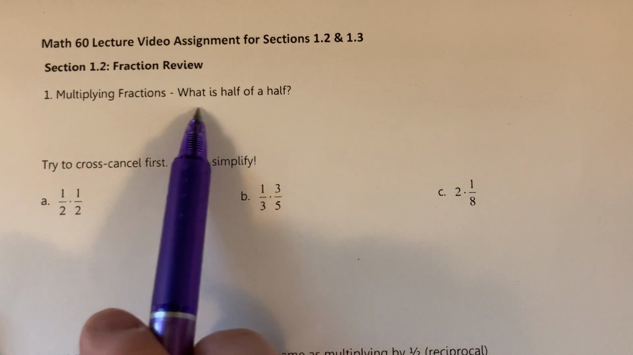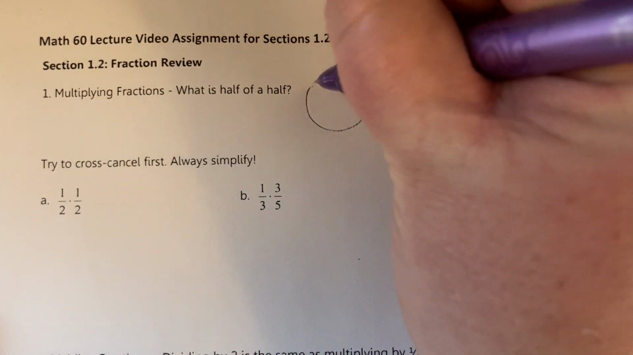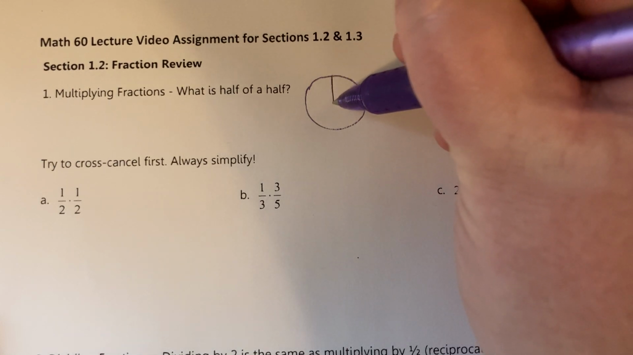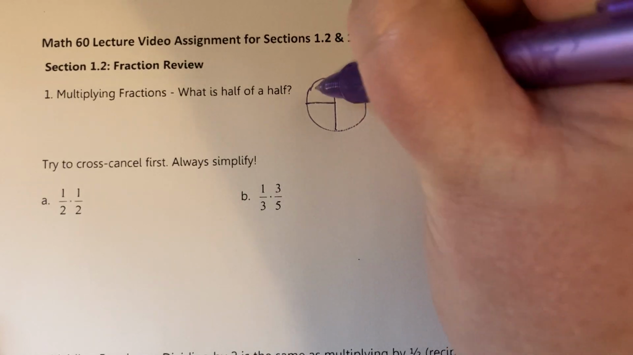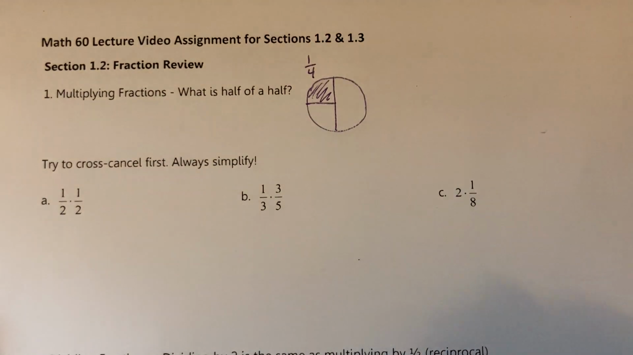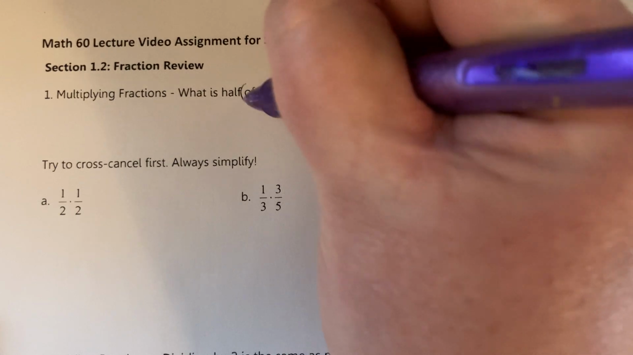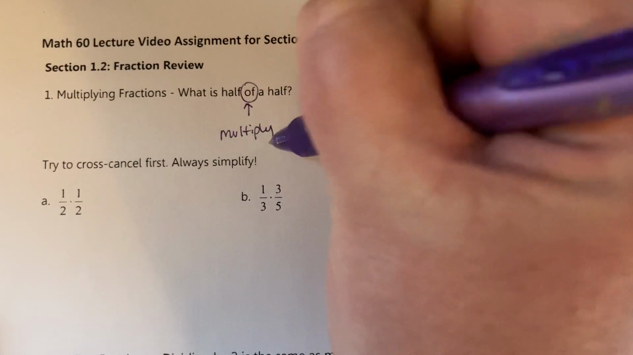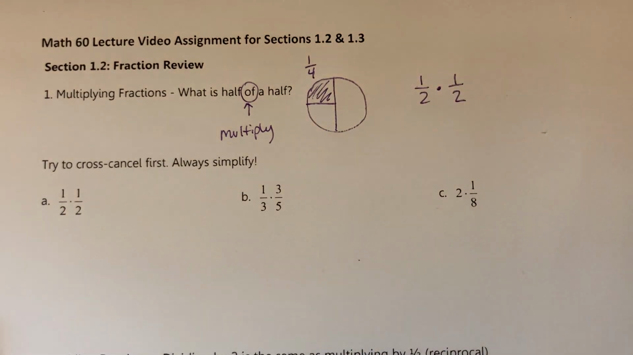Like, what is half of a half? So if I drew, I don't know, pizza, pie, whatever you're feeling like, and we cut it in half, and then cut one of the halves in half, well, that would be a quarter. So when we say half of something, that "of" actually means multiply in math. So it's asking us what's 1/2 times 1/2.